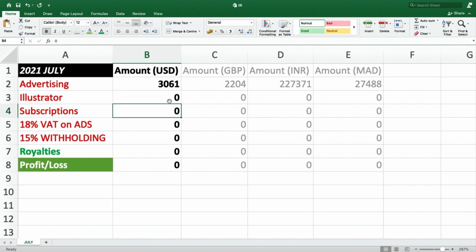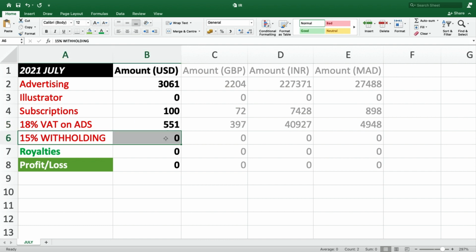Subscription cost is basically Creative Fabrica, Adobe Creative Cloud. So that comes around $100 every month. 18% VAT on ads. Let's calculate that. So around $550, $551. 15% withholding.